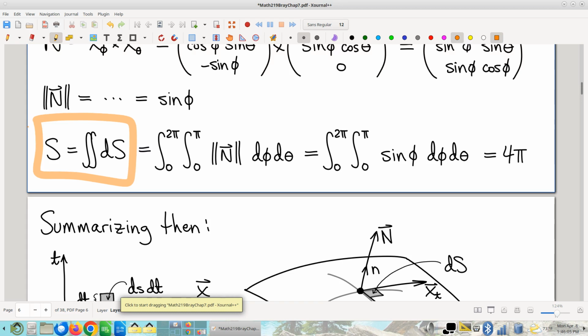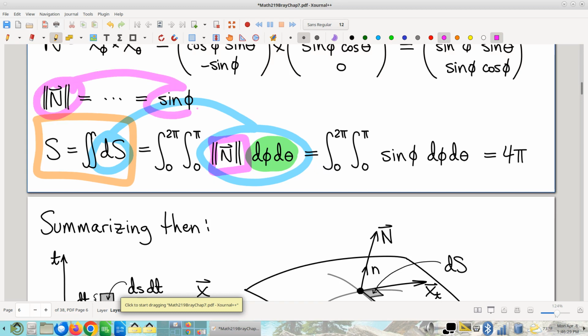And now we have to ask, okay, well, yeah, but the little pieces of area on the surface are going to be some scaling of the little pieces of area in the pullback space. And reminder, we already know our stretching factor. Our stretching factor is the magnitude of capital N. And we've already computed that stretching factor, magnitude of capital N. So we can just plug that in.